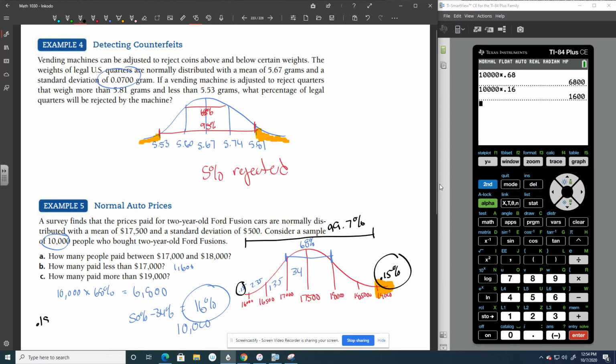So I've got to take that 0.15% and times it by 10,000. Now here's where we're going to be careful because we're timesing by 0.15%, which is 0.0015. And you're going to get 15 people. 15 whopping people paid more than $19,000. I don't know why they would. If the average was only $17,500, that's quite a bit higher than the average payment. All right. Okay, moving on.